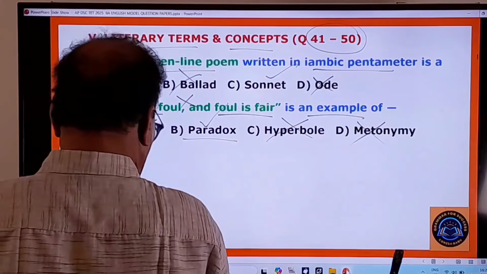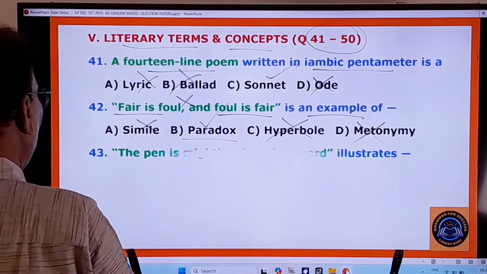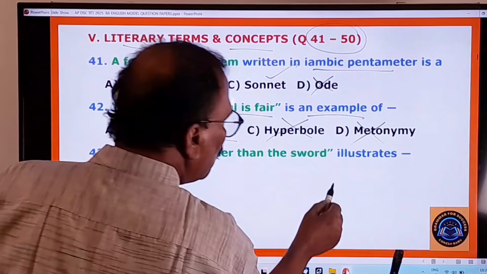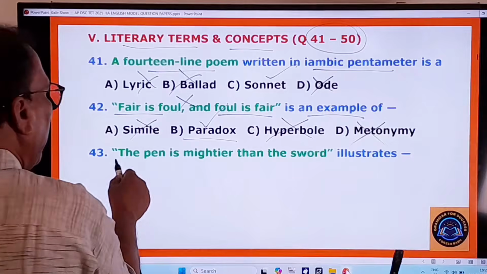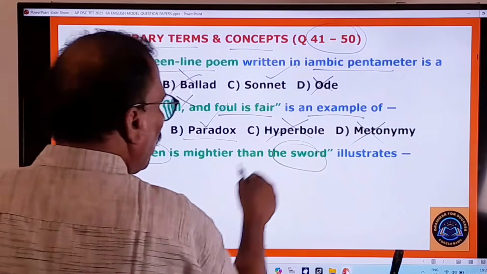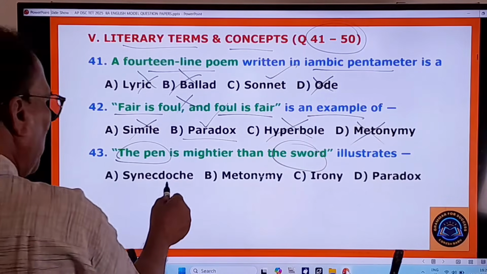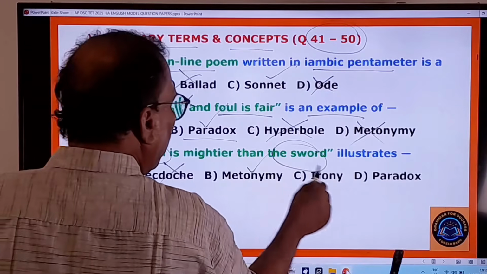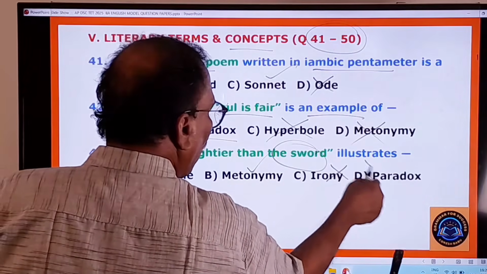So that is paradox. Okay, and you go to the 43rd question. The pen is mightier than the sword. Illustrates the pen. The sword, what does it illustrate? Synecdoche, no. Metonymy, okay, not irony, not paradox.